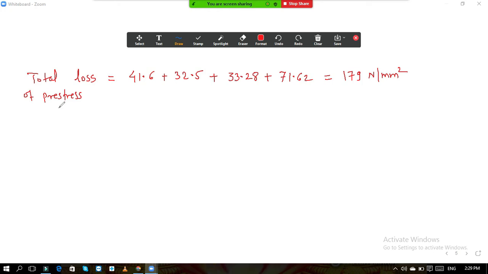Okay. So now we will calculate the percentage loss. So the percentage loss of prestress is equal to, percentage loss of prestress is equal to, the loss that has occurred, 179, divided by what was initially in the steel.